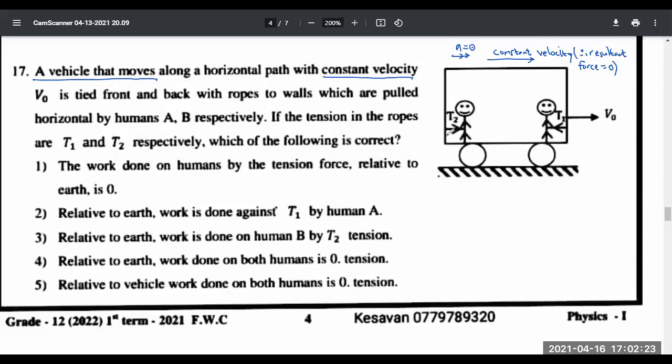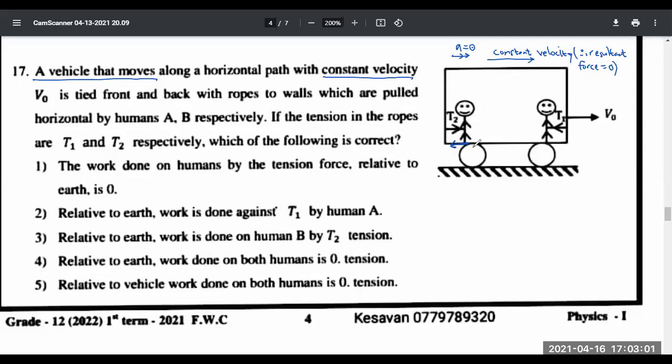So how is it 0? He will be pulling the vehicle with T2. And now when you want to pull something like that, you have to press the floor with your feet and only then pull. Try pulling something, connect a rope to a cupboard or something and try pulling it. You can't do it just with your hand. You have to push the floor with your leg as well. So you will be pushing the floor, and there will be a friction acting on your feet in this direction, to balance this T2.